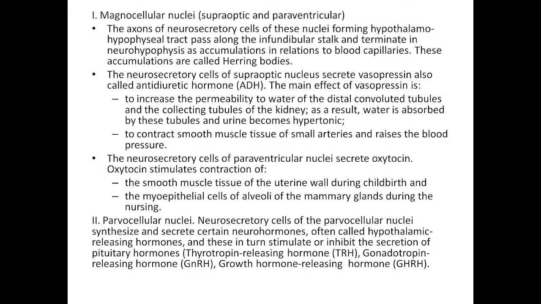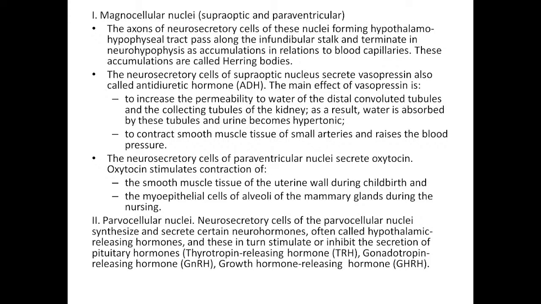Neurosecretory cells of the supraoptic nucleus secrete vasopressin, also called antidiuretic hormone, ADH. The main effect of vasopressin is to increase the permeability to water of the distal convoluted tubules and the collecting tubules of the kidney. As a result, water is absorbed by these tubules and urine becomes hypertonic. It also contracts smooth muscle tissue of small arteries and raises the blood pressure.